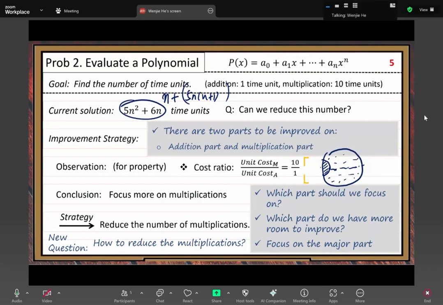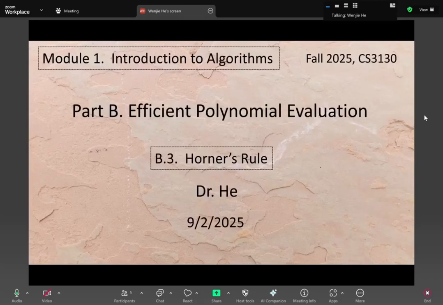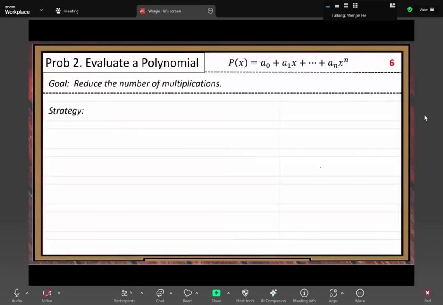Now, next, let me move to algorithm number 3. In our project 1, we have 3 algorithms, and you need to write the programs after brute force. Number 2, I will delay until after number 3. So I talk about algorithm number 3 first, and after I finish that, then I talk about number 2. So this topic, B.3, titled Horner's rule, is our algorithm number 3. Now, strategy.